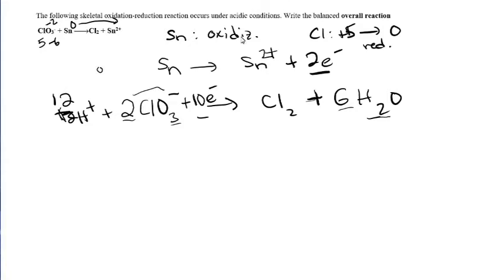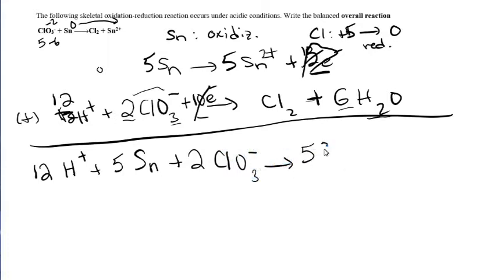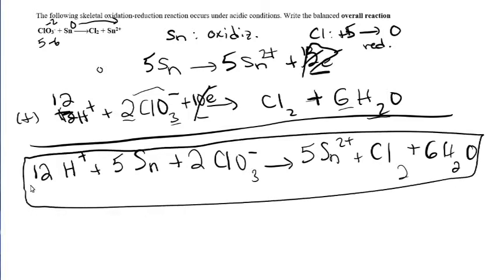So what we're going to do is multiply the top reaction by 5. And that will make this 10 electrons. Now we can go ahead and add the reactions together and the electrons will fully cancel out. So those completely cancel out. So adding them together gives you 12 hydrogen ions, 5 Ni, 2 chlorates, another 5 Ni 2+ ion, chlorine gas, and 6 waters. And that is your overall redox reaction balanced under acidic conditions.